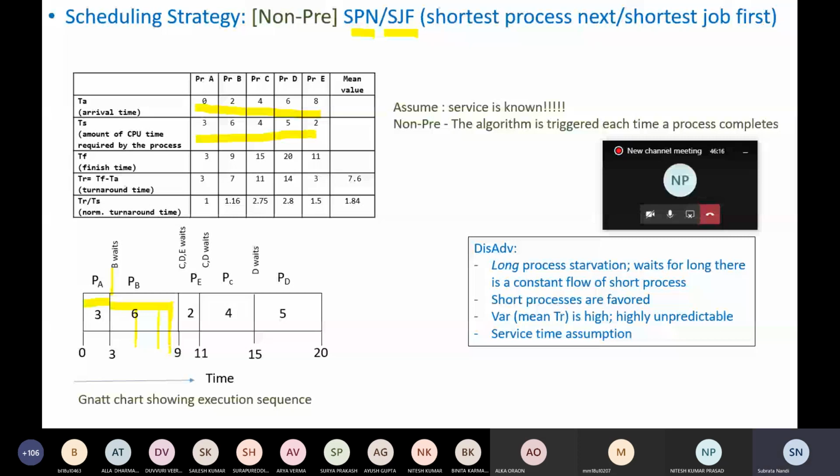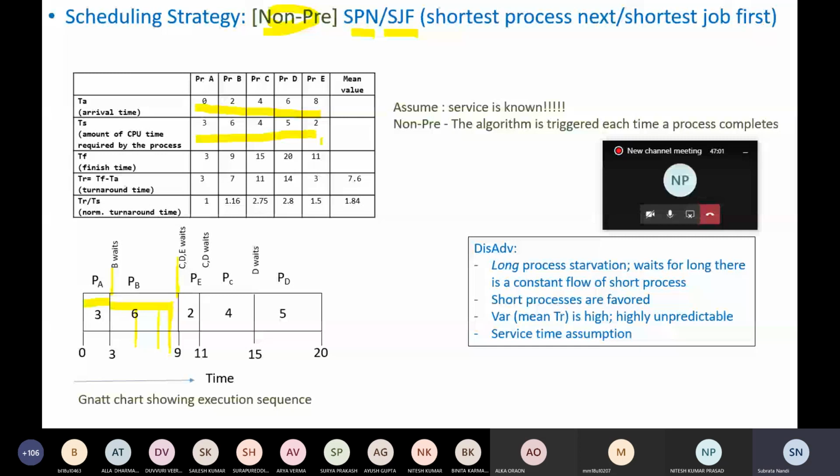Once it completed, only at this point the scheduling algorithm decides among C, D and E, these three that are waiting, and the strategy says it is shortest process next. So the process having the shortest service time will be selected now. Service times are hypothetically given, although it is not possible to know them beforehand, but let us assume they are. Those waiting have 4, 5 and 2, so definitely the one with the least processing requirement will be scheduled. So basically the short processes are favored straight away.